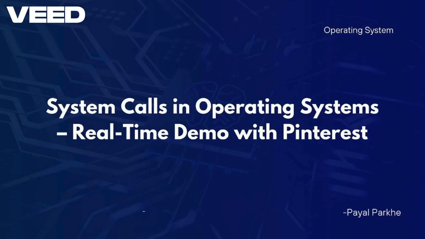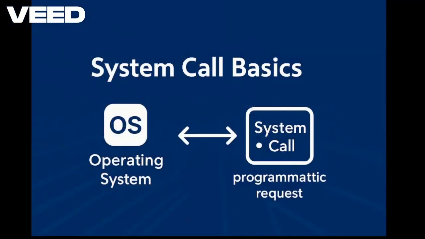Today I am going to present a demo on system calls in operating systems along with a real-time example using Pinterest. So let us see what is system call. A system call is a way for a program to request a service from the operating system. For example, when a program wants to read a file, connect to the internet, or create a process, it uses system calls. Think of it like a bridge between the user program and the OS.